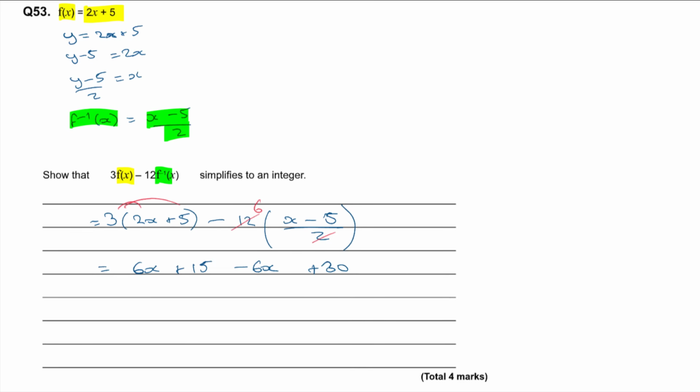Okay? So notice I've got a plus 6x and a minus 6x. So they're going to cancel each other out. So then I've got 15 plus 30. That is equal to 45. So have I shown that it simplifies to an integer? Yes, because 45 is an integer. So I'm going to write as required.